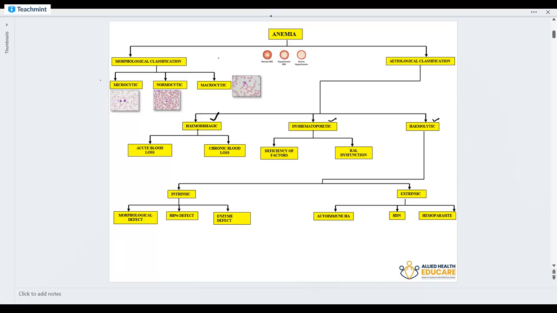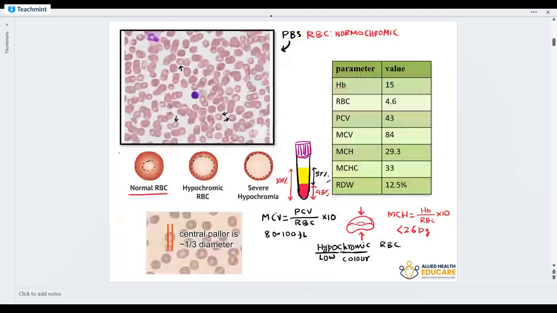So first of all, before proceeding to any abnormal report, you must have an idea about a normal sample. If you don't have any idea about a normal sample, then how can you understand the abnormal sample, abnormal report?